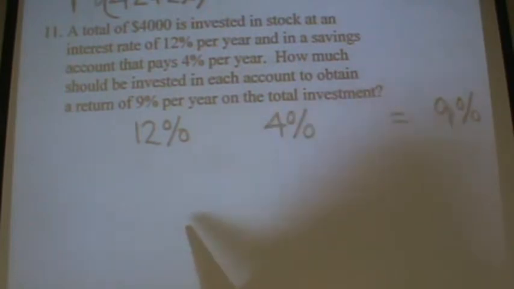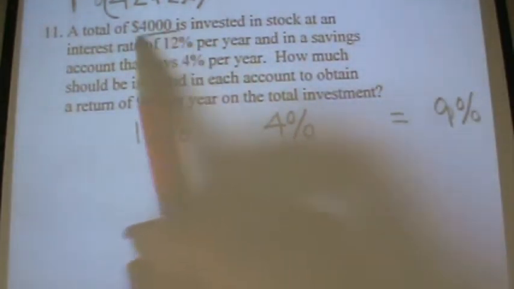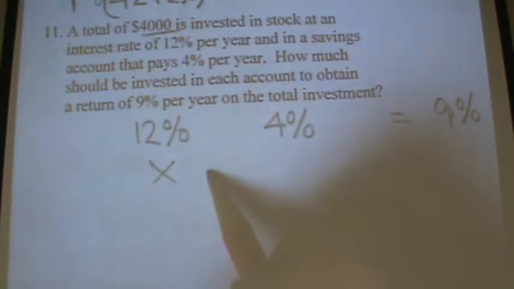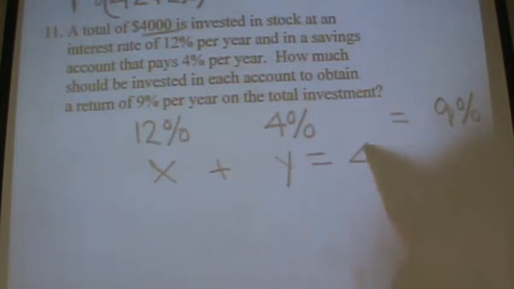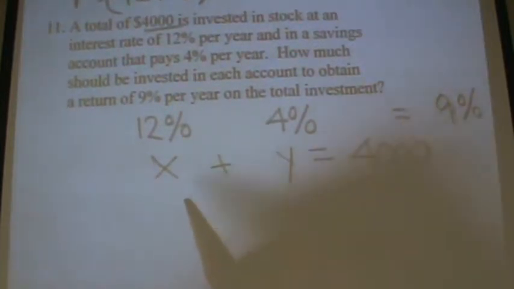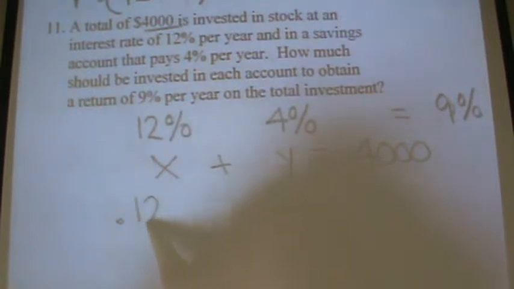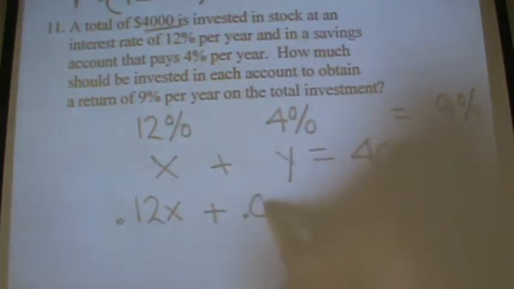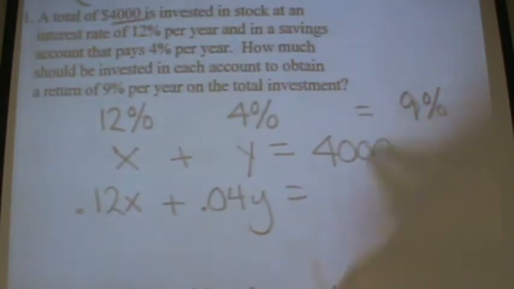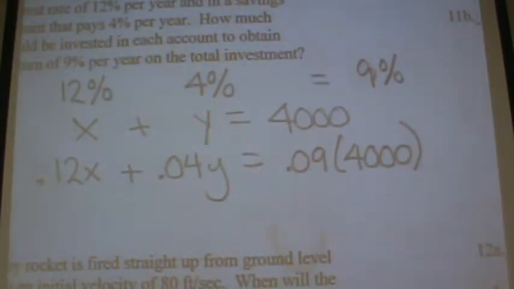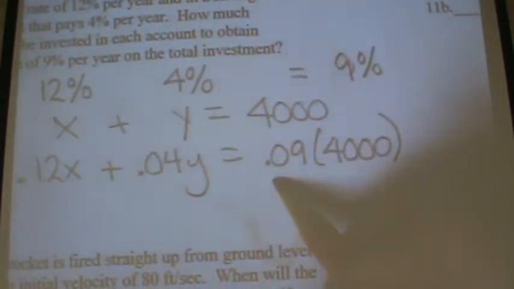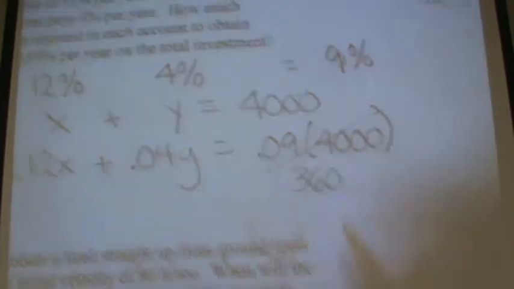Okay, so can someone tell me one equation? x plus y equals 4,000. And then the second equation is going to be 0.12x plus 0.04y equals 0.09 times 4,000. Those are your 2 equations. Now instead of 4,000 times 0.09, what's this number? 360. So you can have that instead.